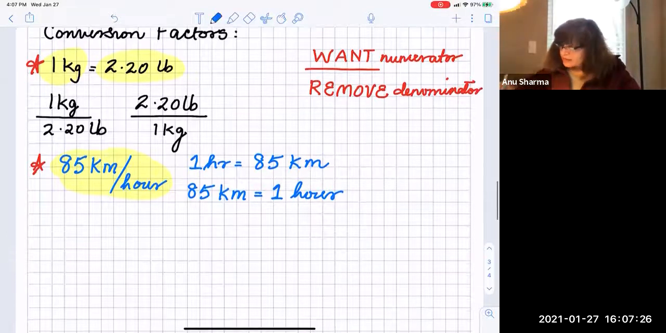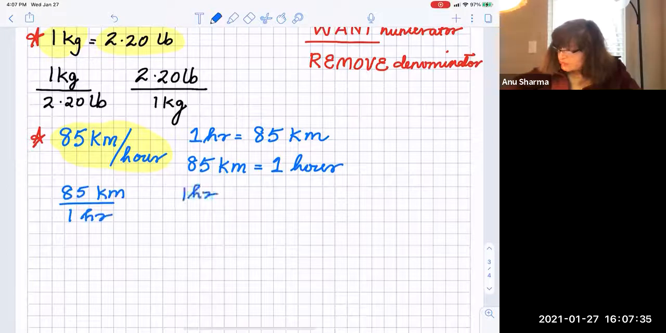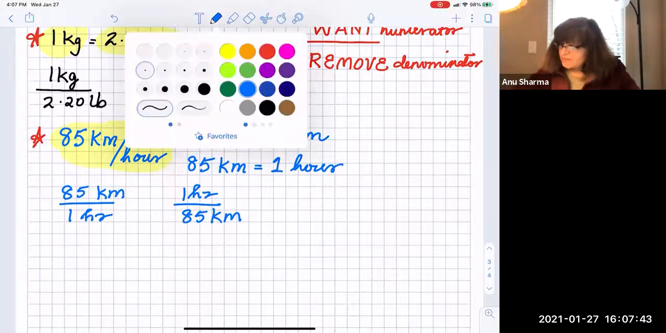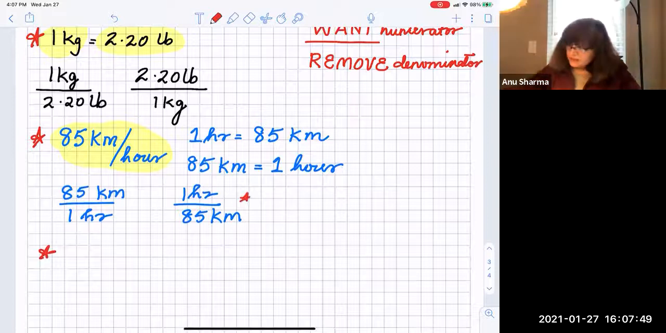And now, what are the conversion factors? 85 kilometers over 1 hour, or 1 hour over 85 kilometers. All right. And again, if you want to find some unknown hours, then you use this unit. If you want to find some unknown kilometers, then you're going to use this unit. So this is one thing.